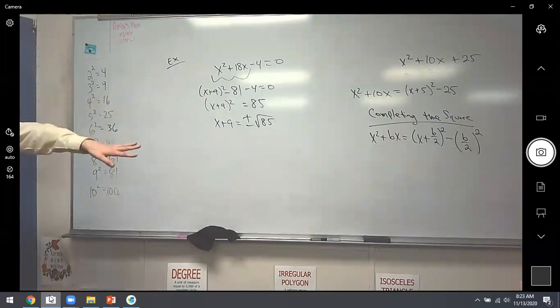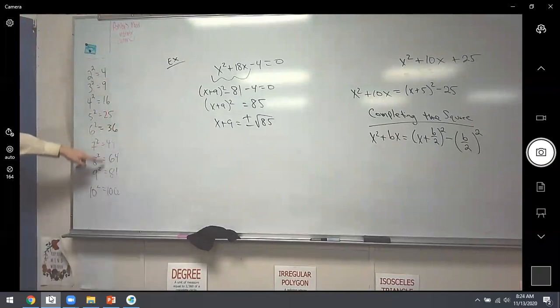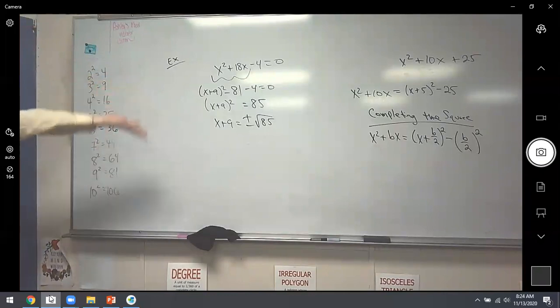Now I see a square is something gross. I should check it. I'll give you a pass on this one. None of these perfect squares go into this. So there's nothing you can do. So you're stuck with square root of 85.